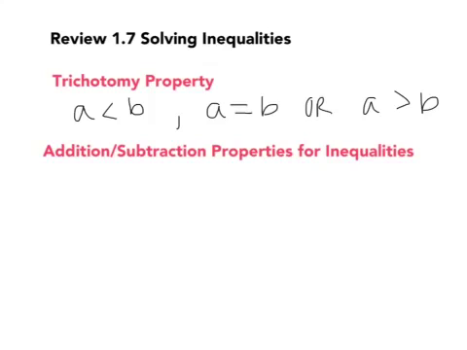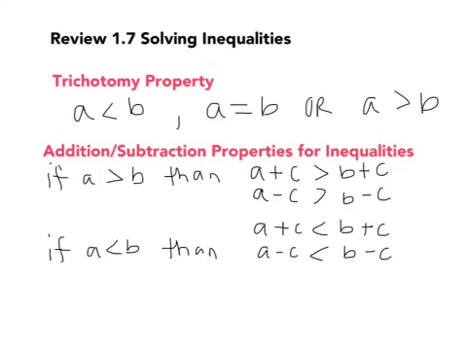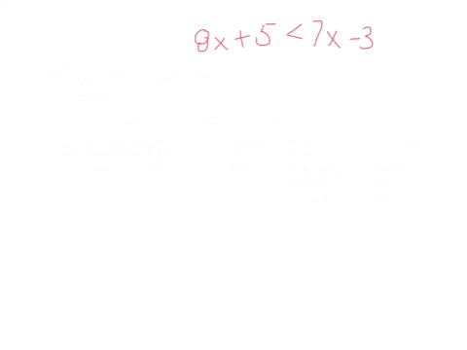The addition and subtraction properties for inequalities tell us that if A is greater than B, then A plus C is greater than B plus C, and A minus C is greater than B minus C. And therefore, if A is less than B, then A plus C is less than B plus C, and A minus C is also less than B minus C. When we go to solve an inequality, we always solve with the variable to the left side.